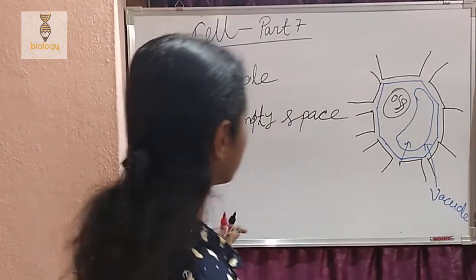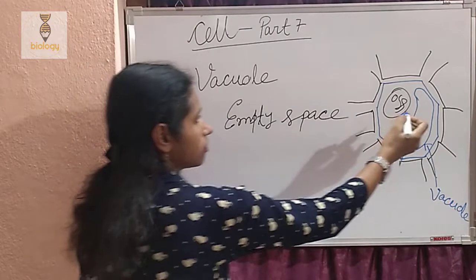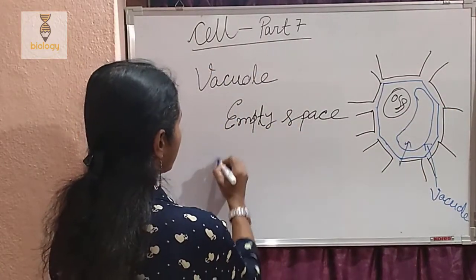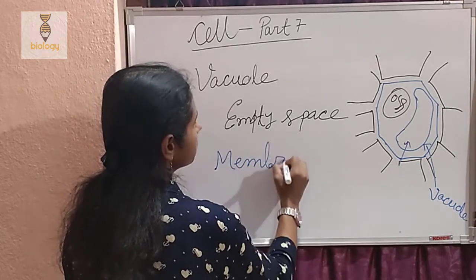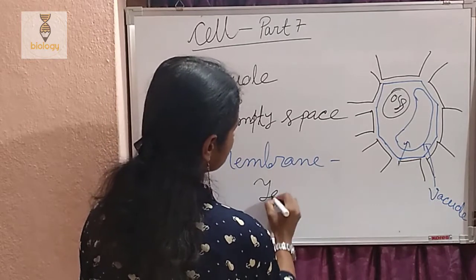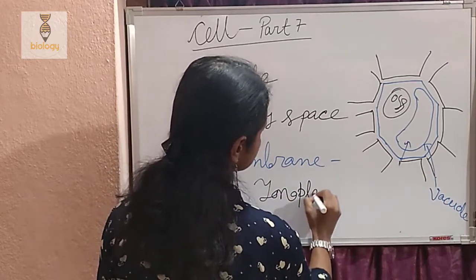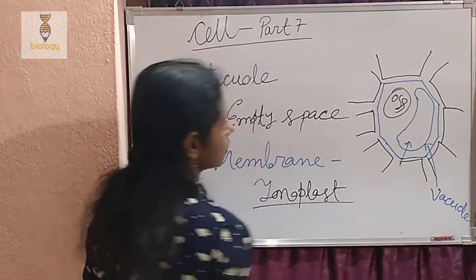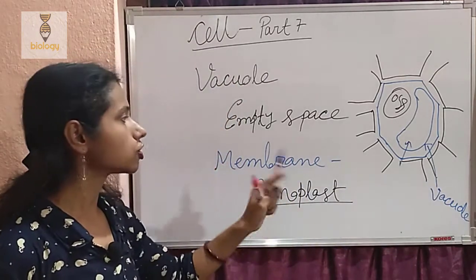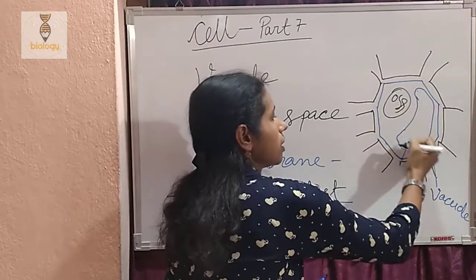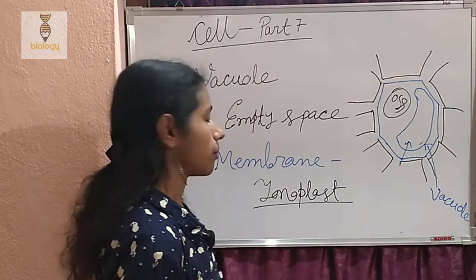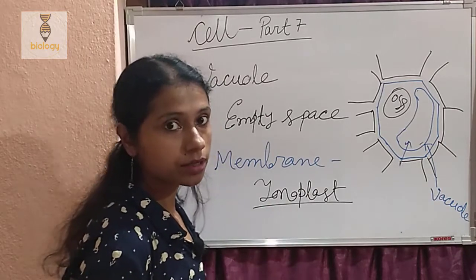Now you can see the membrane here. This membrane is called tonoplast. So it is a single membrane organelle, and the membrane is called tonoplast. This outer membrane is called tonoplast. And it works as a storage of substances.